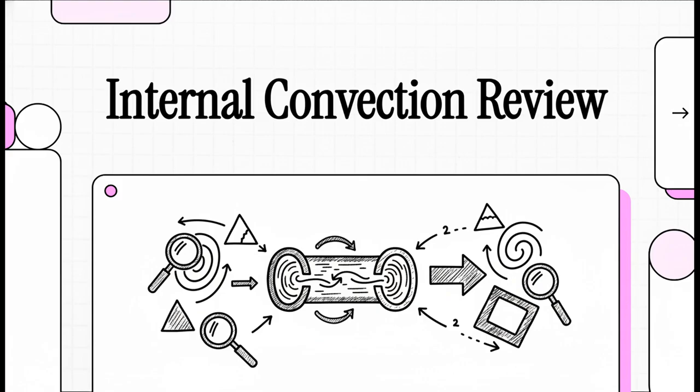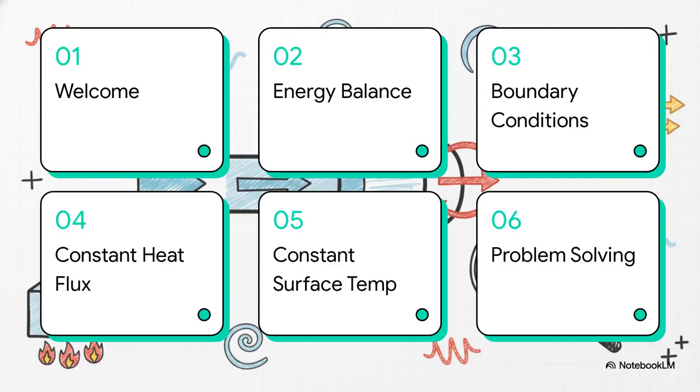We're going to strip away all the confusion today and focus purely on the core concepts you need to absolutely ace this test. Okay, so here is our game plan for today. We'll kick things off with a welcome to internal convection, dive into the core energy balance, map out the two thermal boundary conditions, constant surface heat flux and constant surface temperature, and finally, we'll wrap up with a foolproof problem-solving playbook. Let's get right into it.